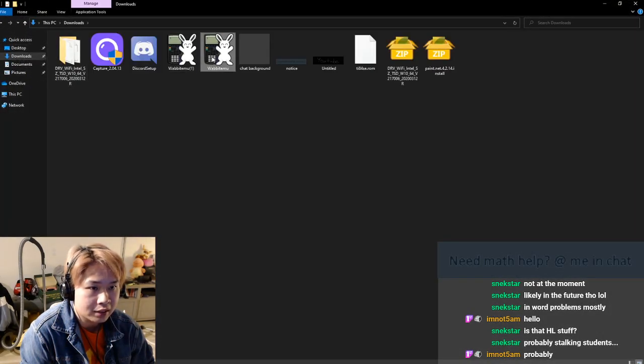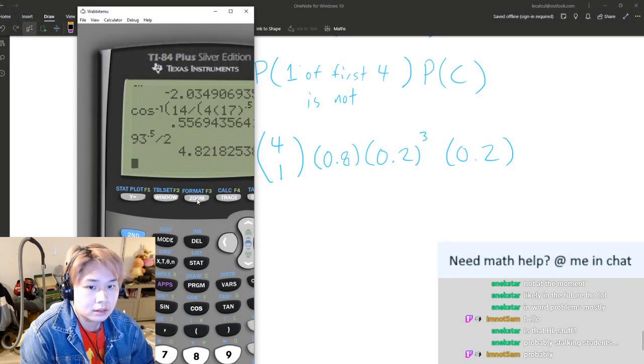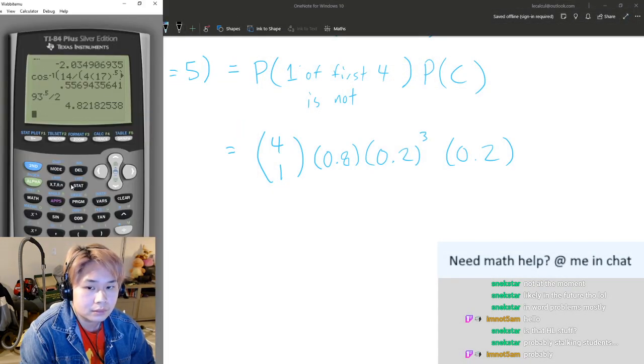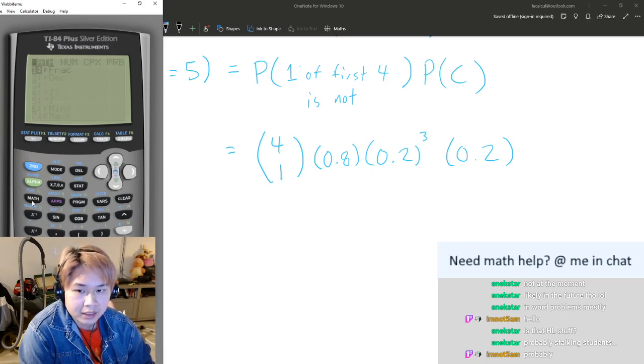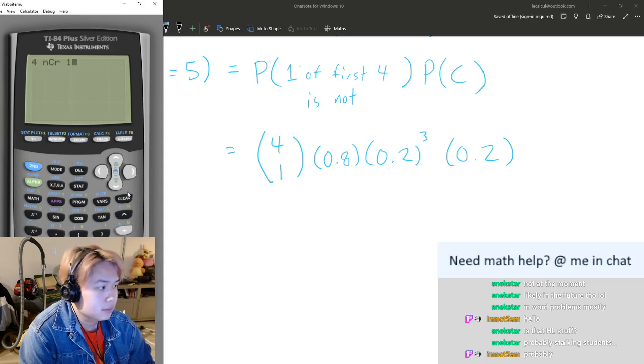So let me open up my calculator. So let's see, math, 4C1. 4C1 is just 4, so I don't even know why I'm doing this. So 4 times 0.8 times 0.2 to the power of 4. Yeah, so we're good.